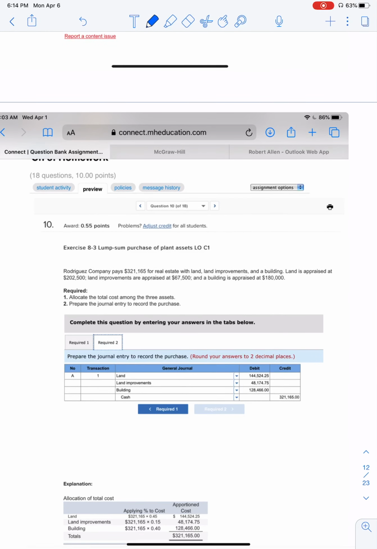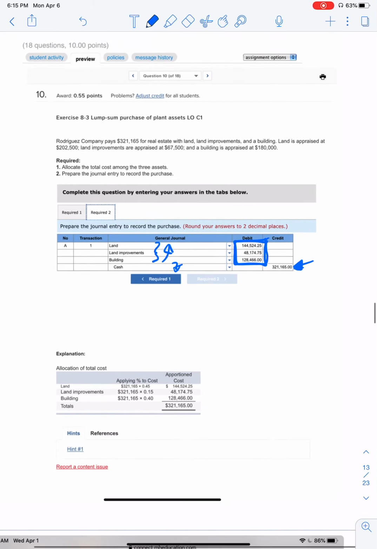The next piece here, of course, is the journal entry for this. So for the journal entry, we'll just go back to that prior question, pull in those balances, and we know, of course, that credit is going straight to cash for the $321,165. In this case, all of these are assets. They all go on the balance sheet. And the first three here, land, land improvements, and building, are all going up. And the last one, cash, is of course going down. And that's all that we see on number 10.